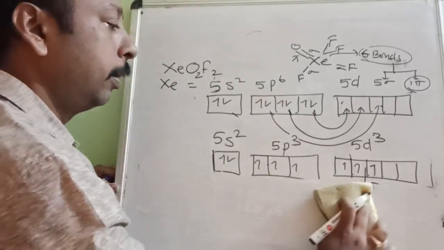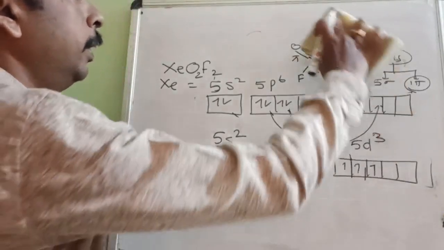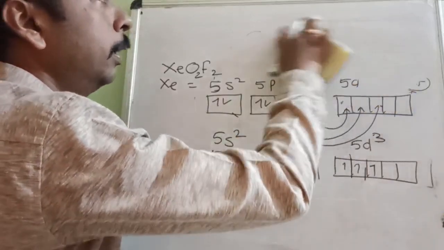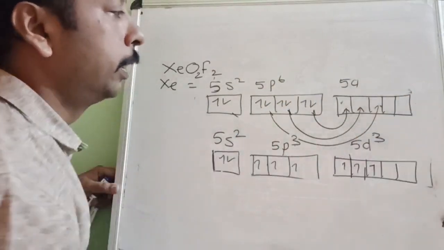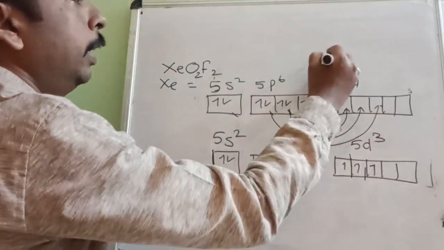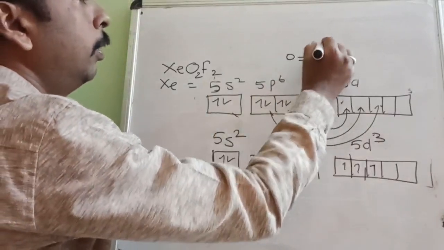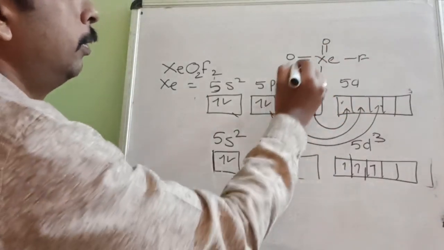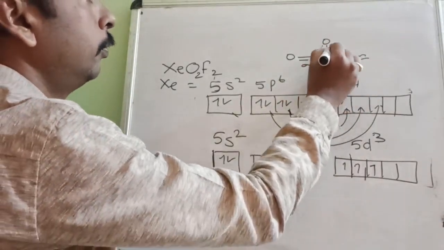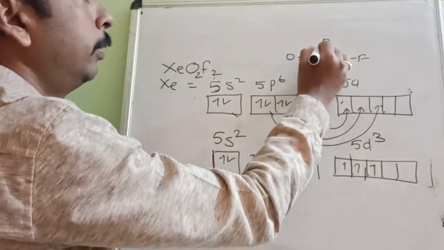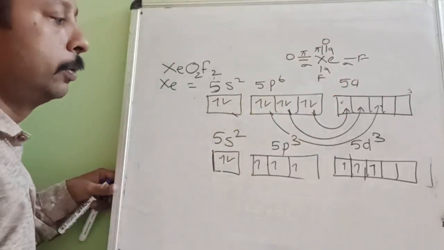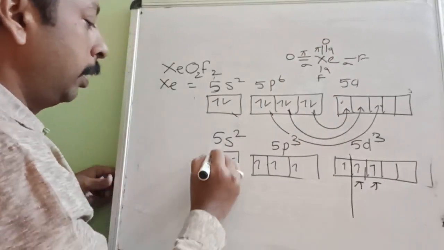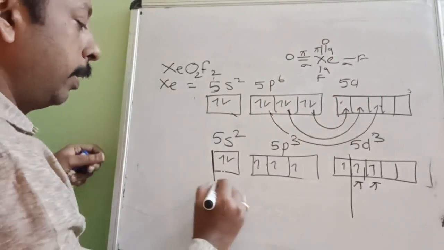But the number of pi bonds is different. What is different? The number of pi bonds is different. So should I make it accordingly or not? See, Xe double bond O, F, F. Okay. So how many sigma bonds? 4 sigma bonds. How many pi bonds? 2 pi bonds. So 6 unpaired, 2 pi bonds, 1 and 1. So from here to here, it will be the hybridization.